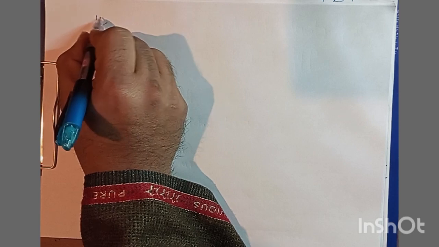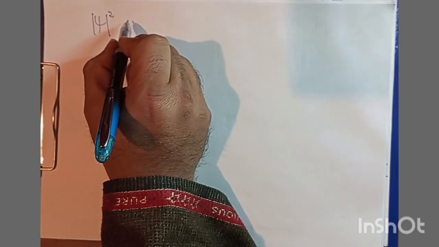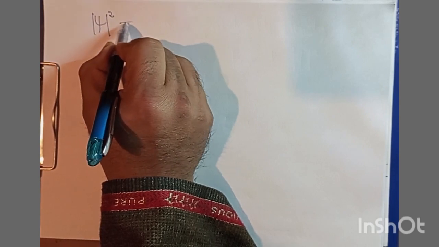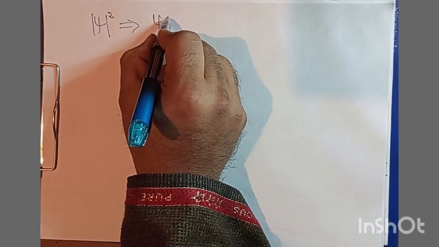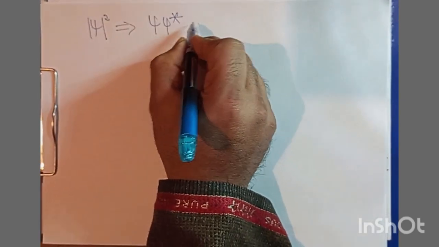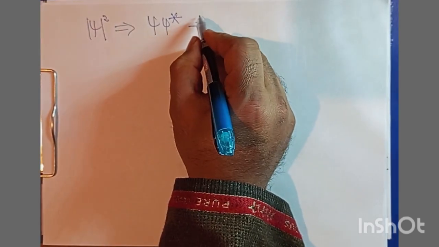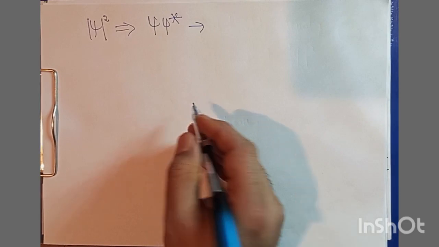Now, if we proceed and start talking about probability density, as it was defined by Max Born, the probability density is basically the square of the magnitude of psi, which is psi star psi, where psi is a complex number, and psi star is the complex conjugate of this complex number.